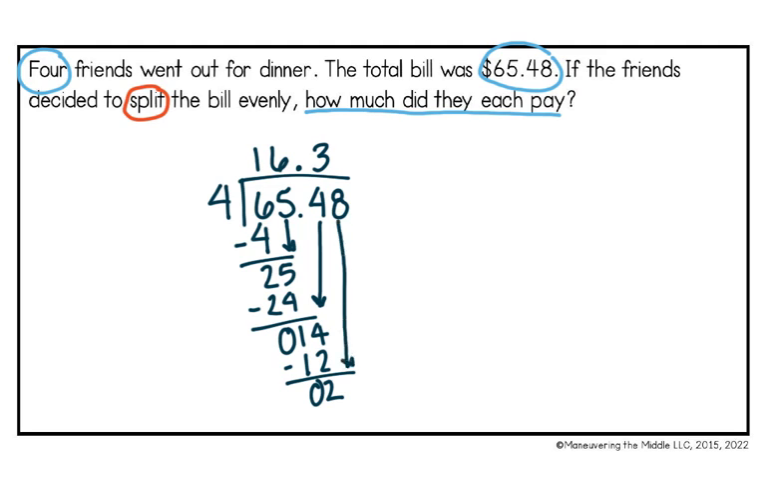Bring down the 8. 4 can go into 28 7 times. 7 times 4 is 28. Subtract, and we get 0. So each friend paid $16.37.